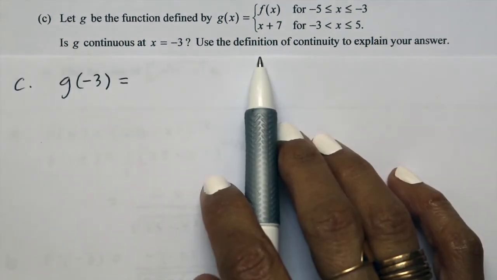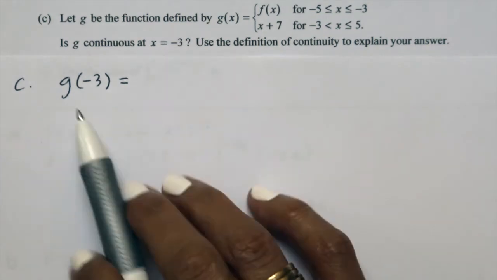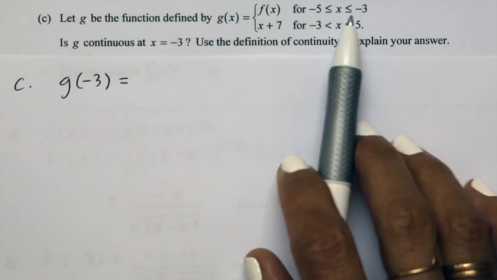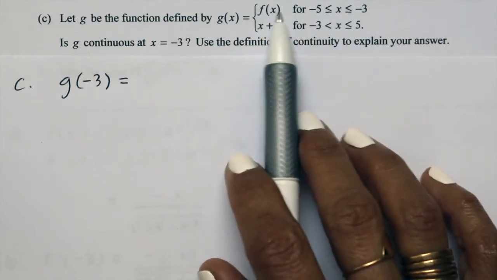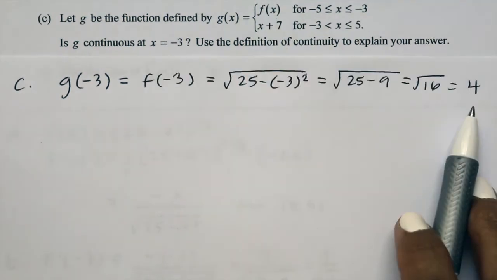For the definition of continuity, the first thing I want to check is whether the function g is defined at -3. So we're going to take -3 and plug it in. According to the piecewise function, when x is -3, we're going to use this top function. So g of -3 is going to equal f of -3, and you get 4.